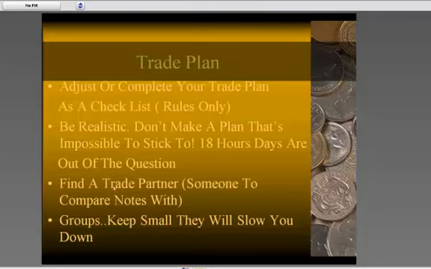I want you to be realistic. Don't make a plan that's impossible to stick to. I met some people that were sitting in front of their screen 18 hours a day. That is absolutely out of the question. That is not why you became a trader. You became a trader for time, freedom, and leverage. Work a couple hours per session and then break.